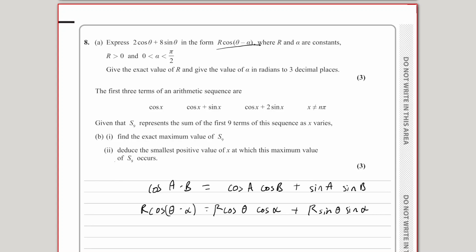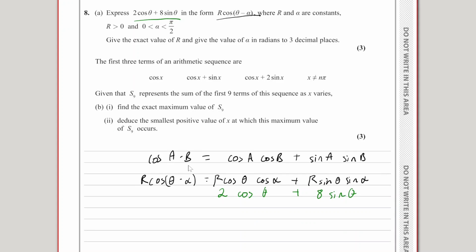And I can compare 2 cos theta plus 8 sin theta to this. So I can see that r cos alpha must be equal to 2, and r sin alpha must be equal to 8.